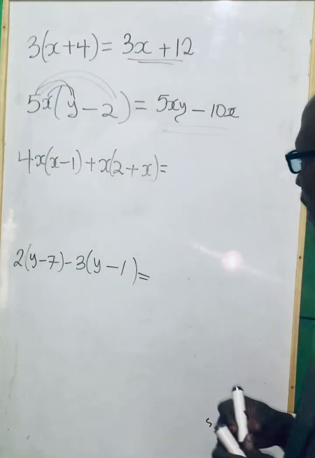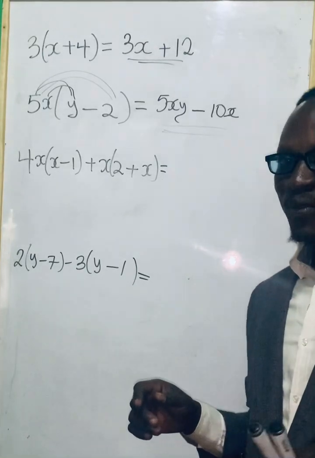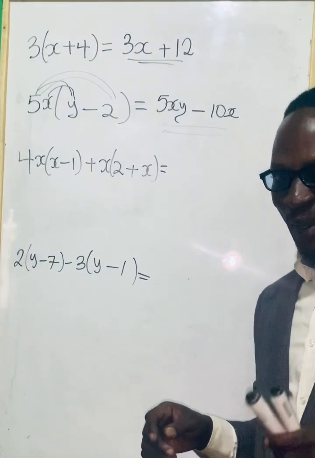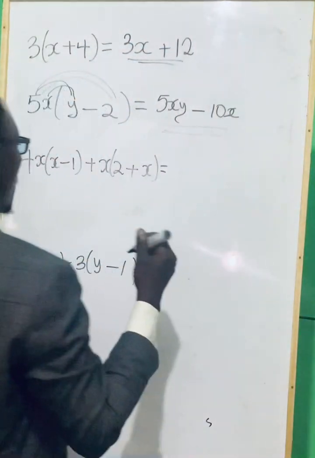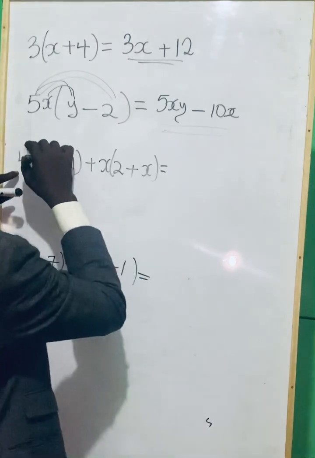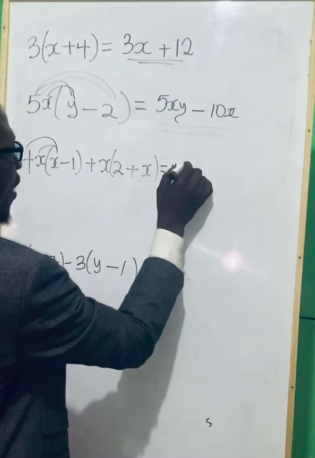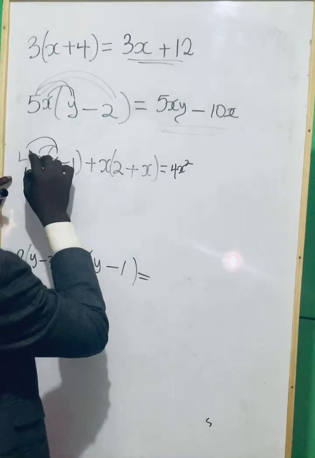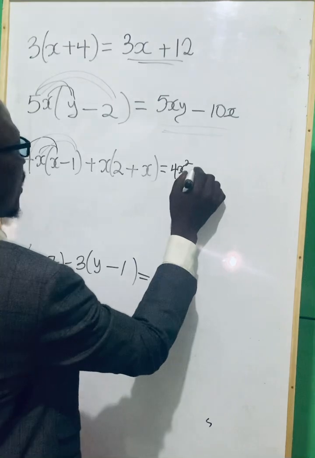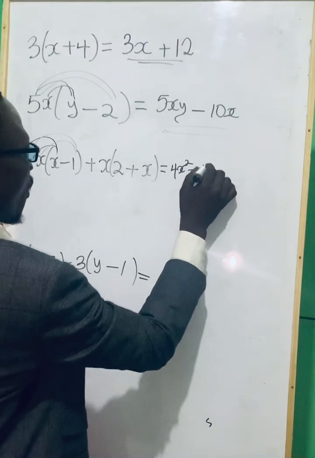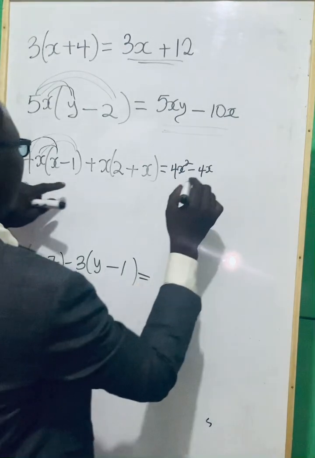Let's look at the third one. That is where we have some little complications, but follow up, you get the understanding very clearly. So here we shall have 4x by x is 4x squared. 4x by 1 is minus 4x. Okay, so the first one is done.